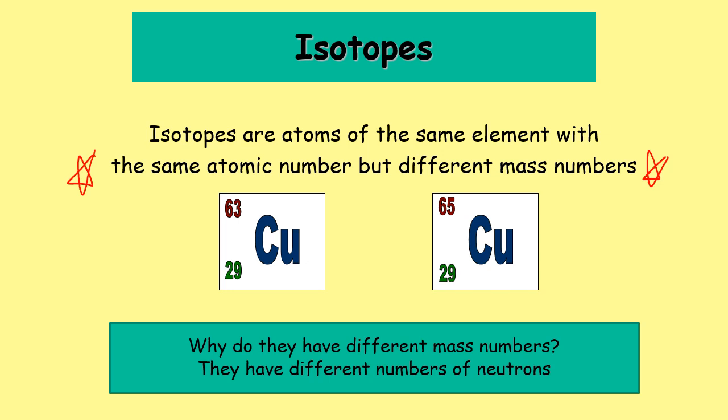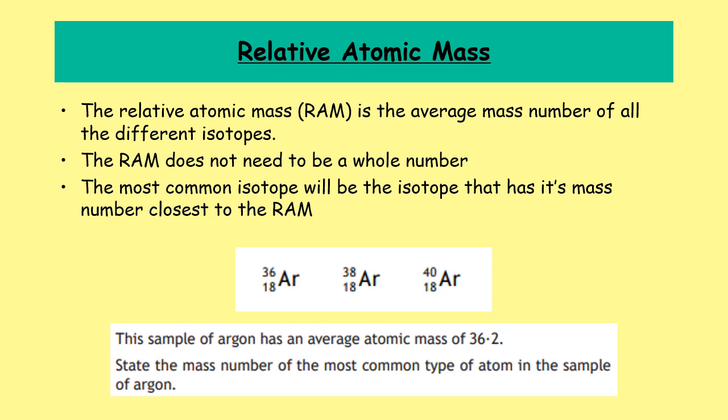Why do they have different mass numbers? Another question that is very commonly asked, they have different numbers of neutrons. Okay? When it comes to isotopes, because you have multiple different mass numbers, it means that elements that have isotopes need something called a relative atomic mass, which gives you the average mass of all the different isotopes.